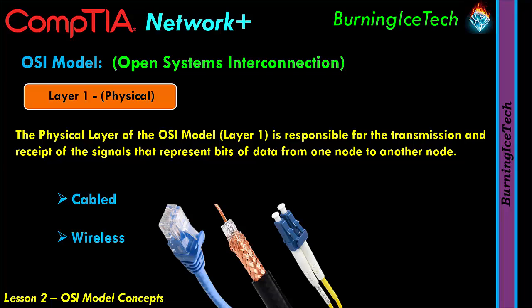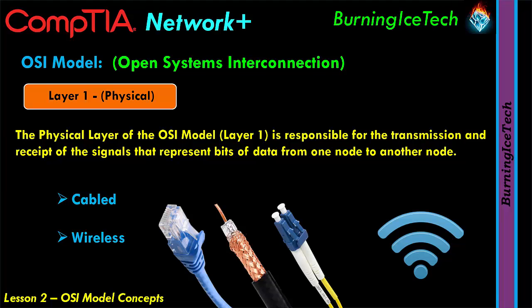Layer 1, guys, can also be wireless communication. Now, don't get me wrong, when I say wireless, I don't mean the actual access point. No, I mean the wireless transmission, not to be confused with the actual access point itself. Access points, guys, fall under layer 2, but the wireless communication between said access points and your laptop and stuff, that, guys, falls under layer 1.